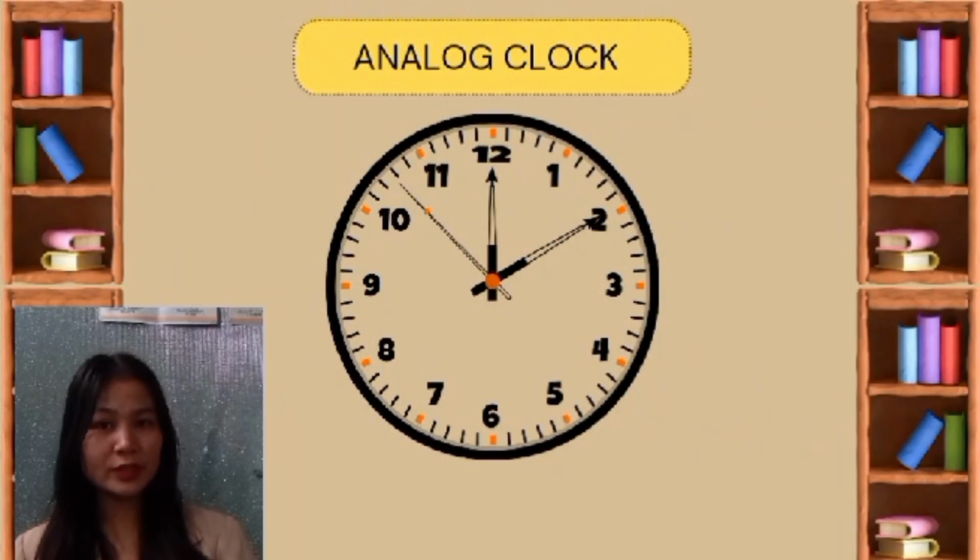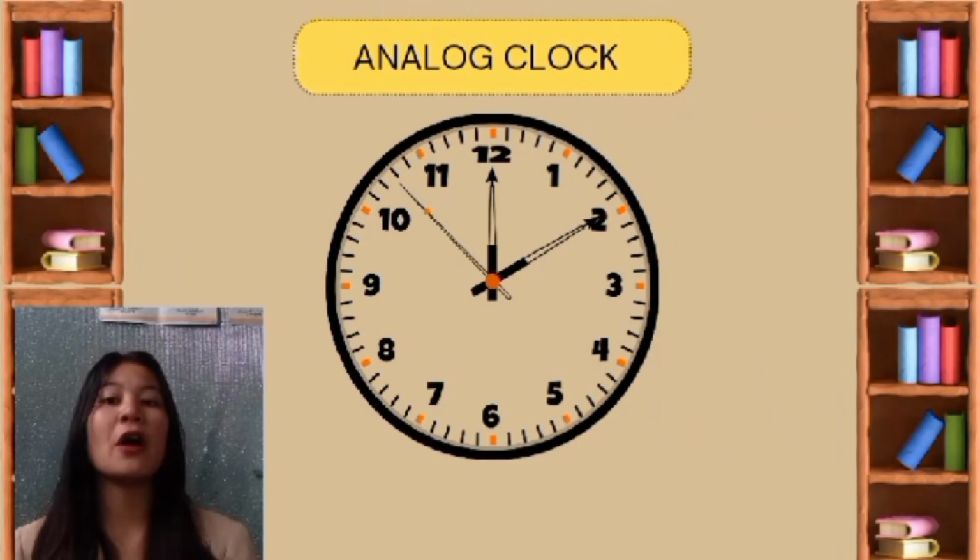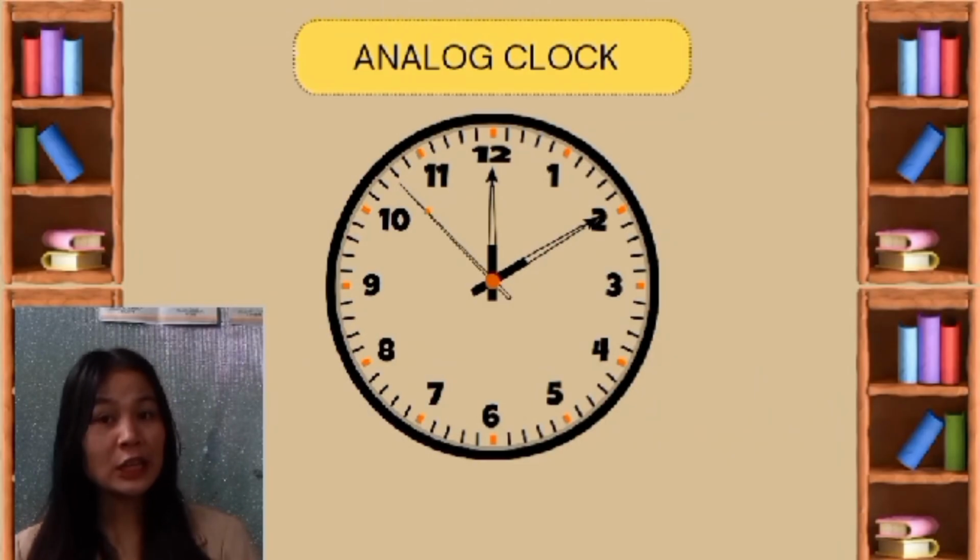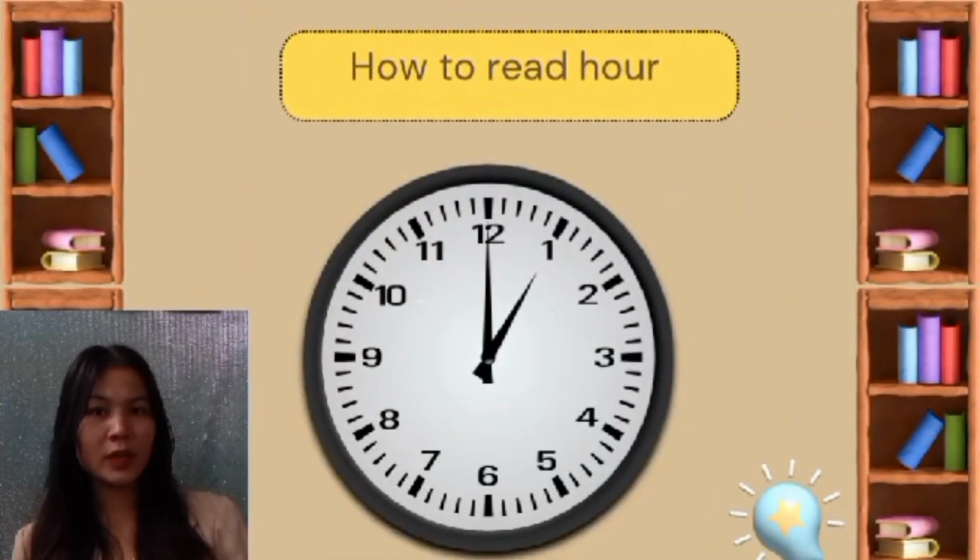The hour hand moves slowly, completing one full rotation in 12 hours. The minute hand moves faster, completing a full rotation in just 60 minutes or 1 hour. So how to read time? Here, we can see that the short hand is pointing at 1 and the long hand is pointing at 12. That means the hour is 1 and it indicates 1 o'clock.